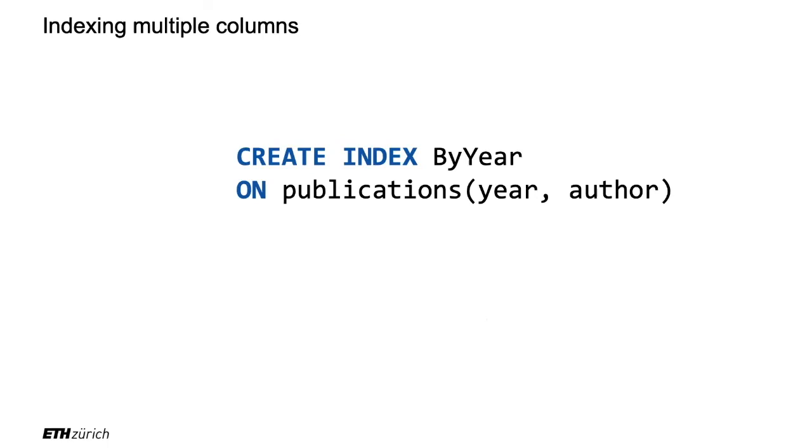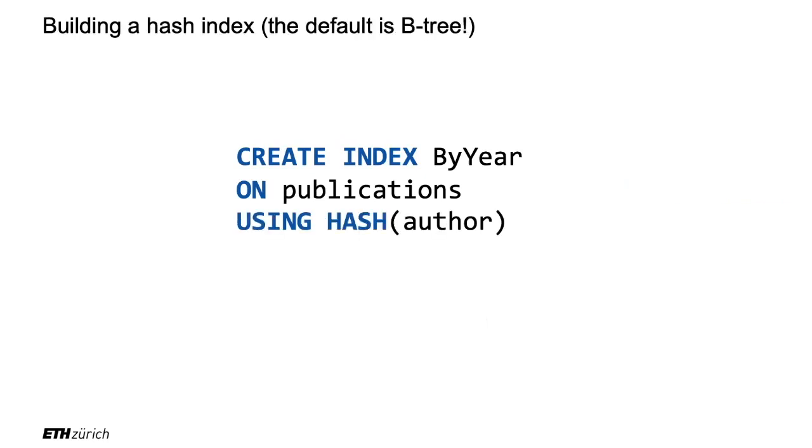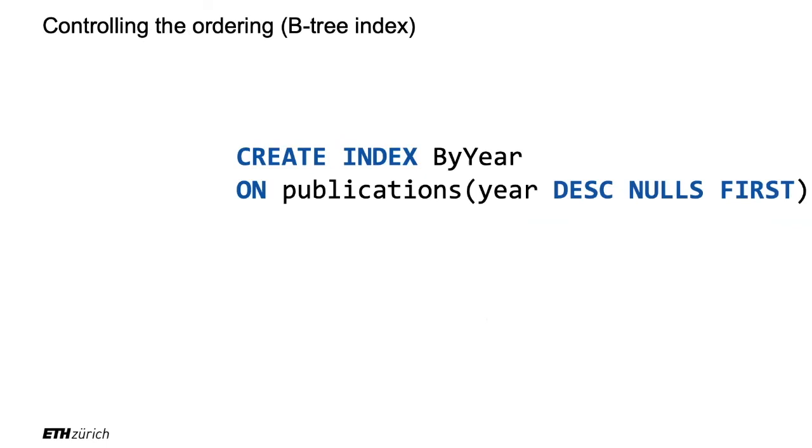But not hash indices. Typically, the hash indices are in a single column. Okay, you can also control the order. So if you don't want the years to be ordered in ascending order, you can do it in descending order, meaning that you're going to have the recent years on the left, and then the older year on the right. So this is just like the order by of SQL, right? Okay, and you can say also nulls first, meaning that you're gonna have all the nulls at the very left of your B+ tree.